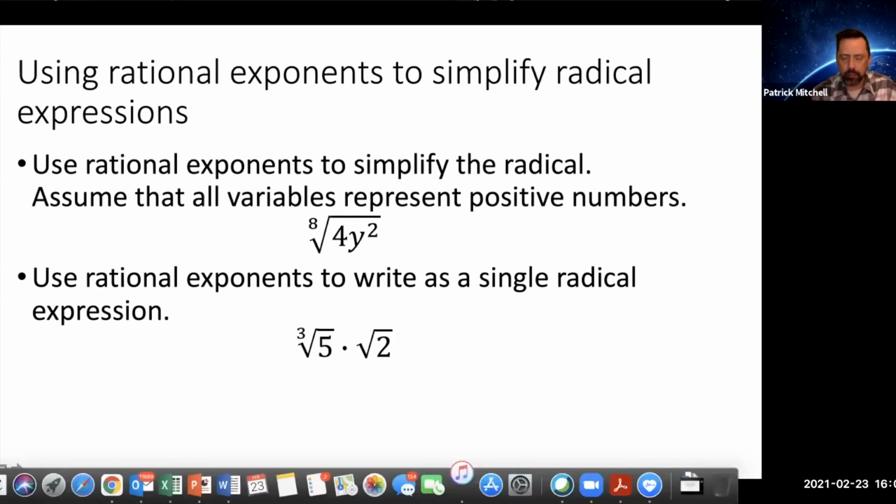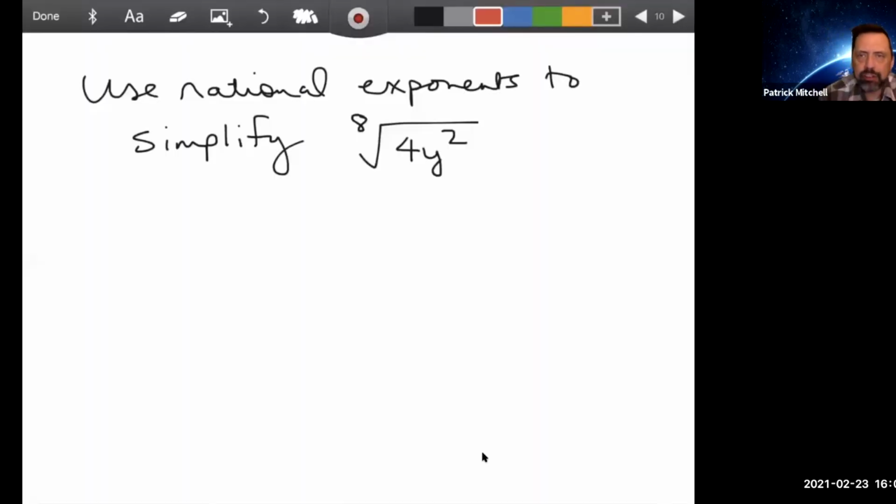And our first problem is to use rational exponents to simplify the 8th root of 4y squared. So that use rational exponents, that's a really valuable hint. So what do I know about rational exponents? Well, I know that 8th root means 1/8 power.